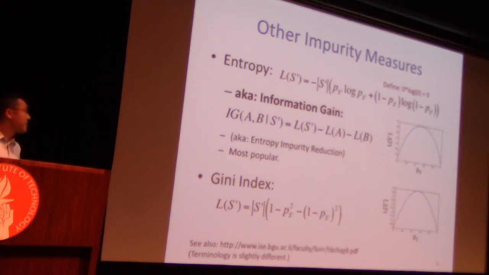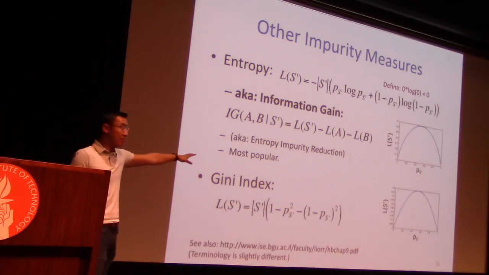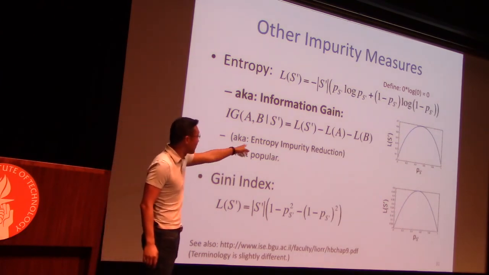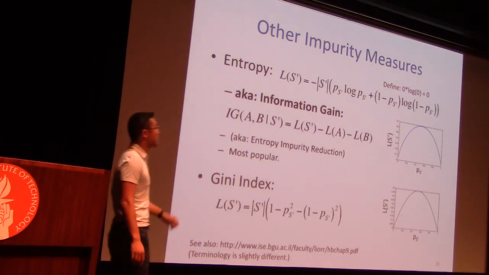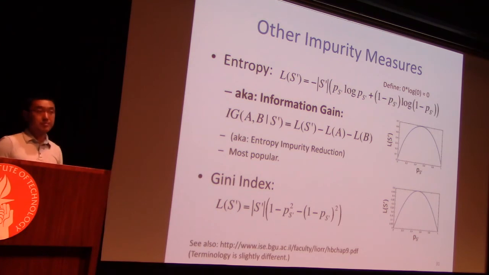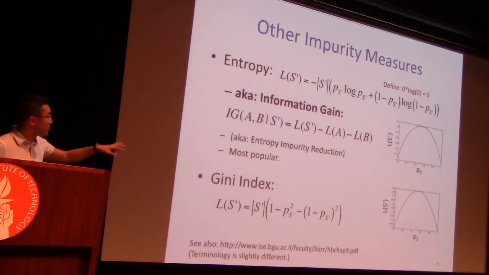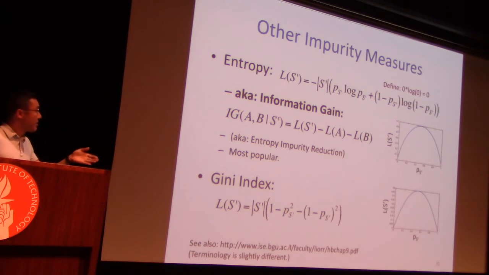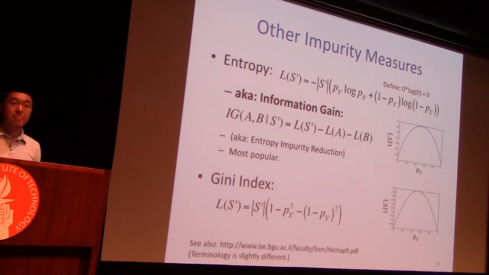There are other things like the Gini index. One thing to note is that they all more or less have the same curve. They all have this concave, inverse quadratic shape to it. So they're all qualitatively very similar. These impurity measures have a maximal value at 50-50, and then go to 0 as you go to 100% purity. Yes?